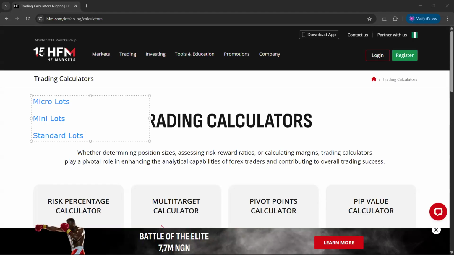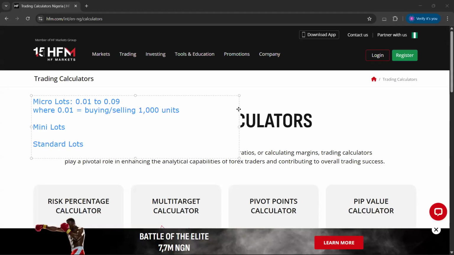Right? So in this market, when we talk about micro lots, we're talking about when you trade instruments from 0.01 down to 0.09, where 0.01 equals you buying or selling 1,000 units of the asset in question. Don't worry, I know you're bigger than this and you're beyond this, but there's a reason why we are starting from here, where 0.01 is equal to 1,000 units of the asset in question.